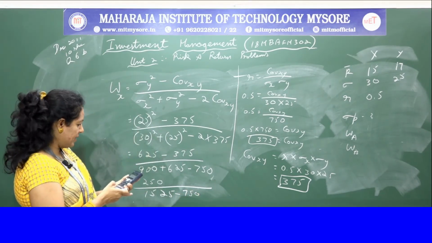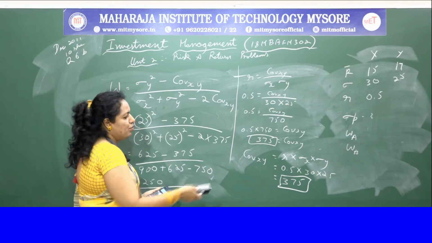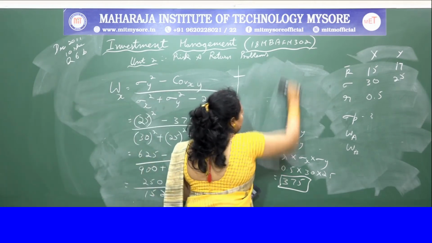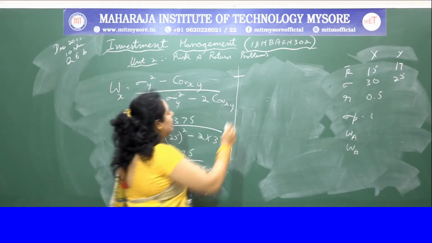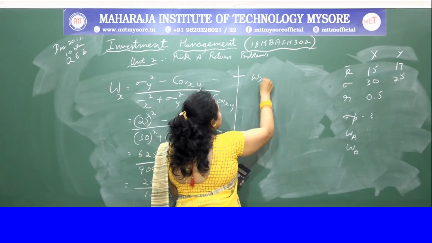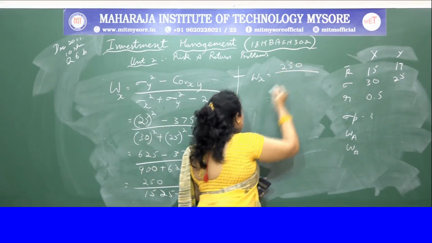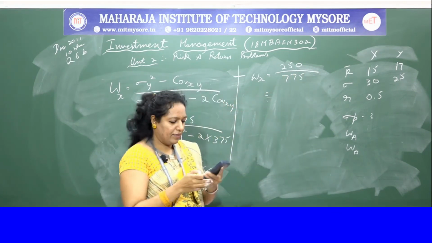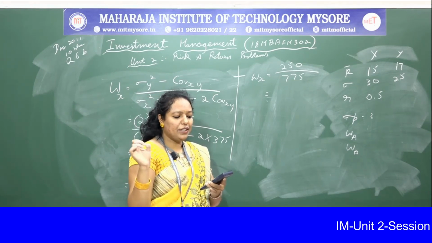1525 minus 750. You get 775. So you have understood this, I guess. So I'll erase it because I don't have space to continue the problem. Okay. So here weight x is equal to 250 divided by 775. So 250 divided by 775, you get 0.3225.